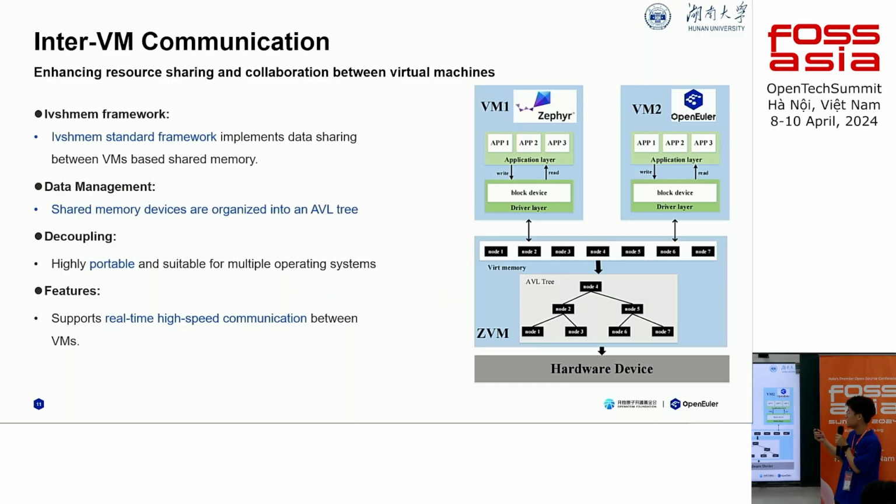And this framework is highly portable and suitable for multiple operating systems. Now it can be deployed in Zephyr and openEuler, and we can easily port it to Ubuntu or other operating systems. And finally, with such a shared memory method, it supports real-time high-speed communication between VMs.